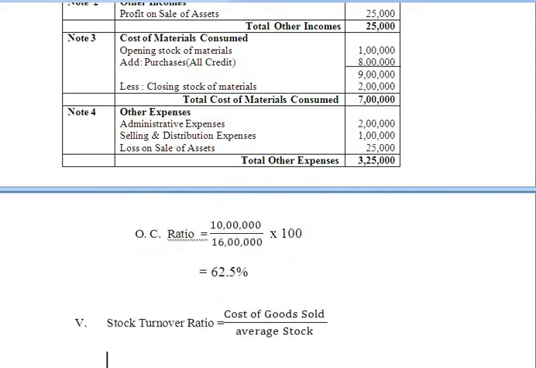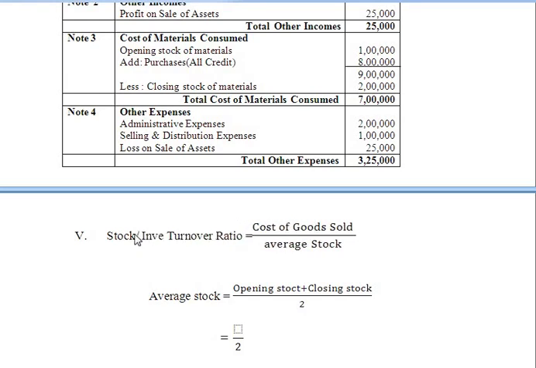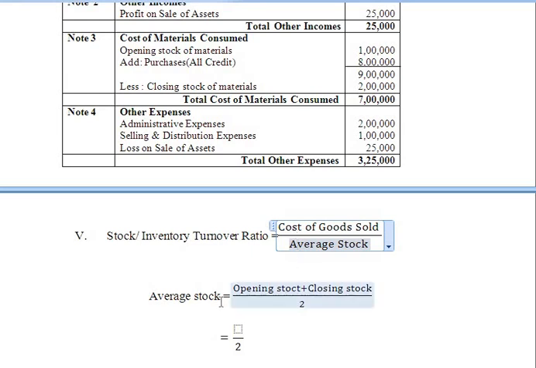And the last one is stock turnover ratio, or inventory turnover ratio. What is the formula? Cost of goods sold divided by average stock. Cost of goods sold we have been given in the problem, note 3, whereas average stock is equal to opening stock plus closing stock divided by 2.